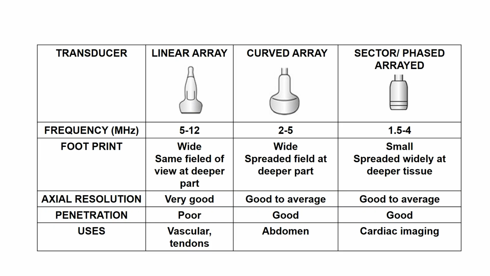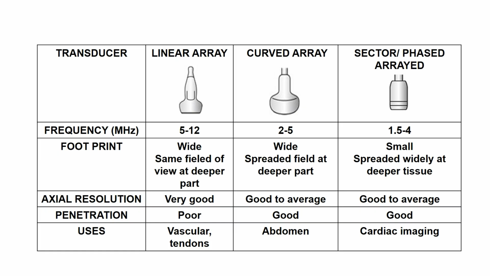Next one is the curved, or micro convex, or convex transducer. This has a frequency between 2 to 5 megahertz. The resolution for this transducer is average, but the penetration power is very good. So, mostly this transducer is used for scanning of the abdomen or the abdominal organs. Last one is the sector or phased array transducer.